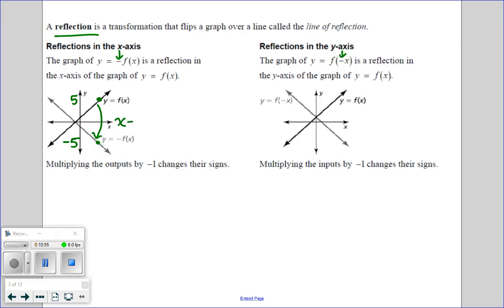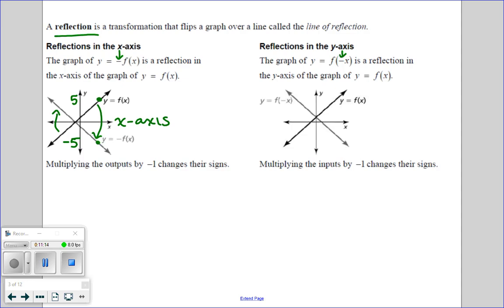the x-axis, right? So I'm reflecting my points up and down, right? Because my y-coordinate, my output is changing. But the line of reflection is the x-axis. That's what I'm rotating around. Does that make sense? Okay.